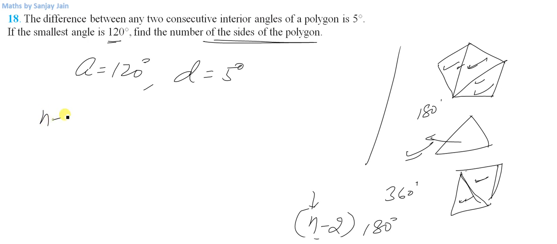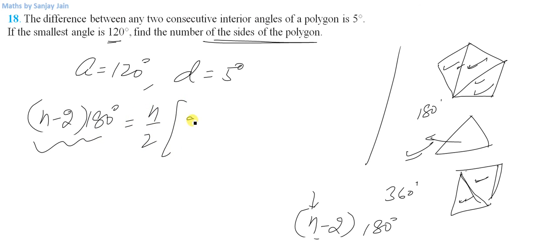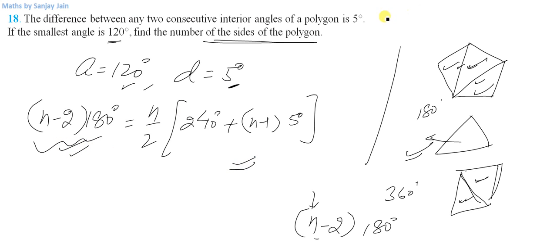So n minus 2 into 180, that is the sum of n interior angles, will be equal to n by 2 into twice of this a, so 240, plus n minus 1 into this 5. Again you will have a quadratic formed using this equation. When you solve that quadratic, you will get two answers, 16 and 9. 16 will not be acceptable. You can show that like I showed, and 9 will be the only acceptable answer.